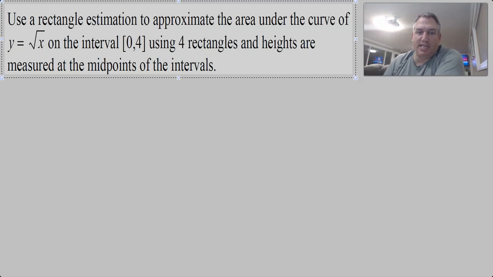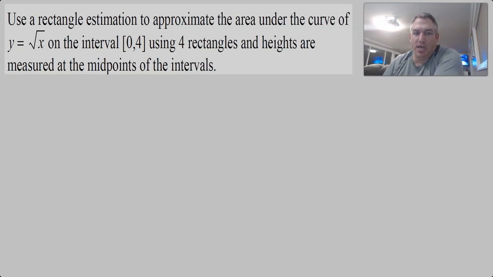Okay, we have one last problem here with this function. This time we are going to be doing midpoints of the interval. And so we still have a starting point of 0 ending at 4. Okay, so we do have a 4 minus 0 divided by the number of rectangles, which is 4. So we have an increment of 1.